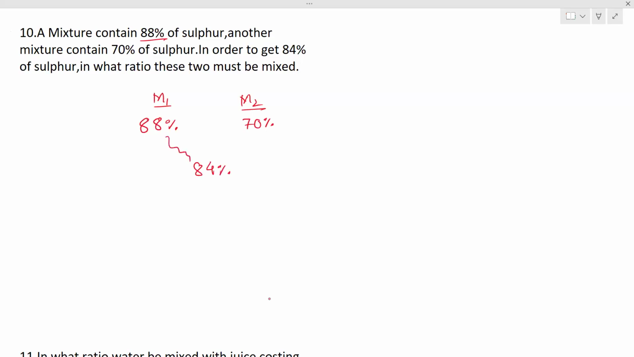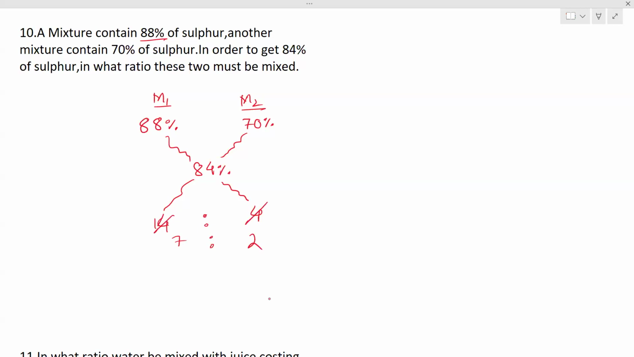What is the difference here? 88 minus 84, 4. What is the difference here? I'm asking you the difference. Do not write minus, never write minus. Difference meaning higher value minus smaller value. 84 minus 70 will give me how much? 14. In what ratio must these two mixtures be mixed? Is this the ratio? No. 2 times, 7 times. They must be mixed in the ratio 7:2.